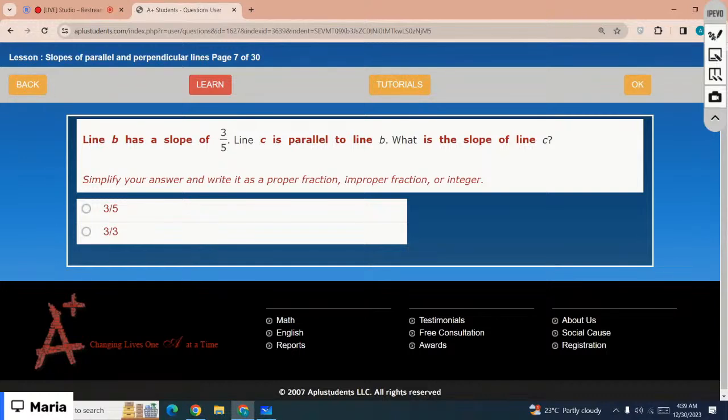Line B has a slope of 3 over 5 and line C is parallel to line B. What is the slope of line C? Which is the correct option? So if the two lines are parallel, they have exactly same slopes, right? So the correct option is 3 over 5.